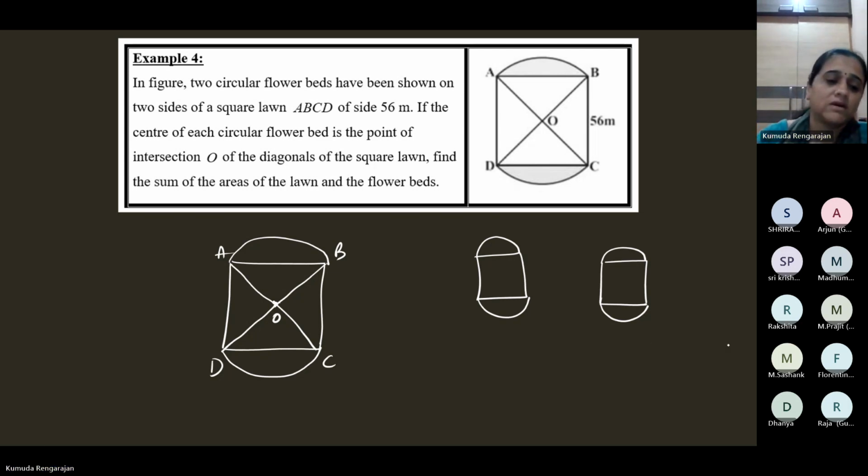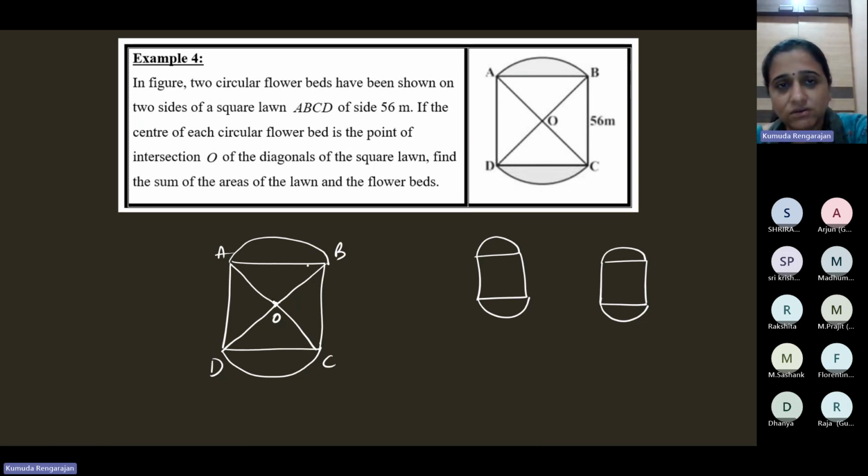Now you can look at this figure in 2 or 3 different ways. So let's see the first one now. Using the properties of a square, the diagonals of a square are equal. They bisect each other at right angles.